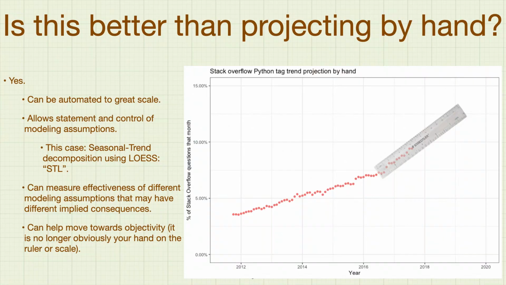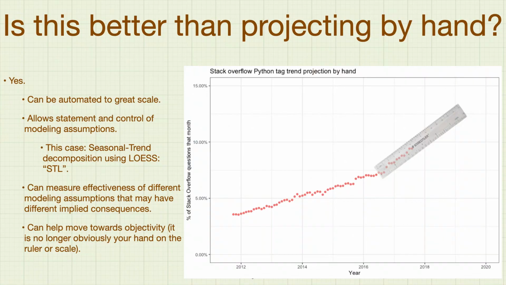But is that really better than doing it by hand, say by laying a ruler on the data, as I illustrate here? And the answer is it is better, because you can do this for many data sets. You can claim some degree of objectivity. You don't get caught with your hand directly on the ruler pointing it up or down. And you have concepts other than straight up as possible.